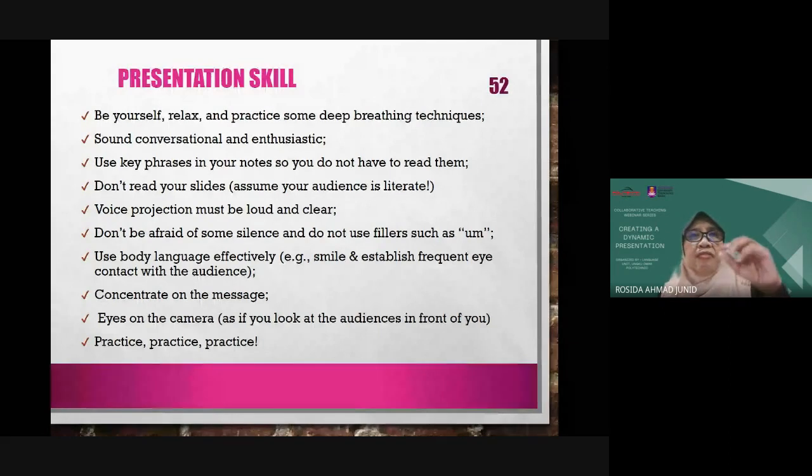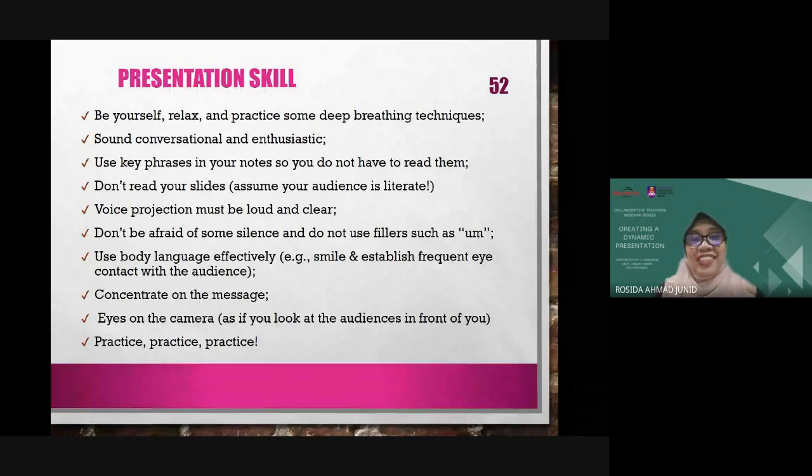Say to yourself, I'm talking about point number 3. What are the key phrases in point number 3? Pay attention to those key phrases, and the moment you remember those key phrases, you will know what to say after that. So pay attention to some phrases that can help you remember what's next to say. Okay, don't read your slides.